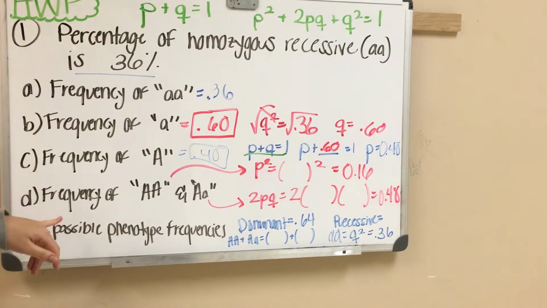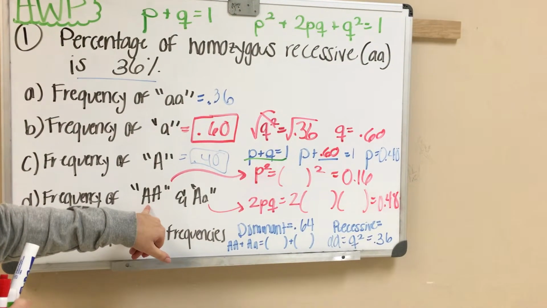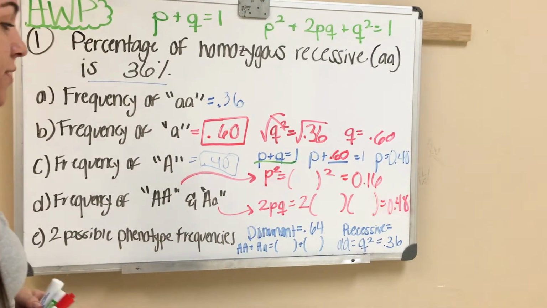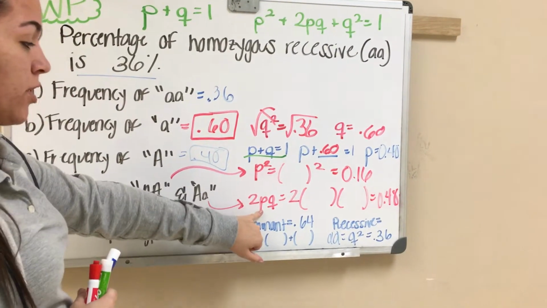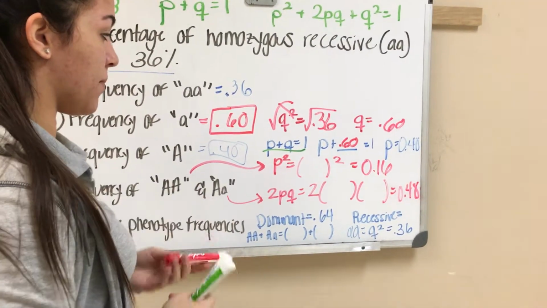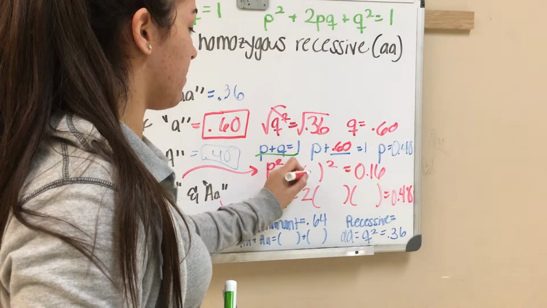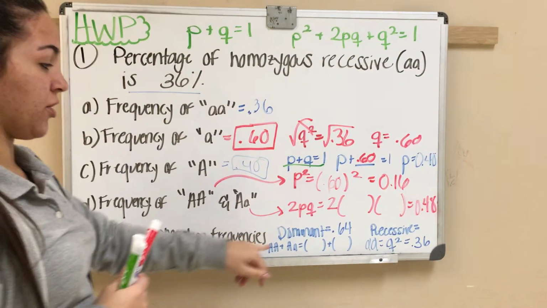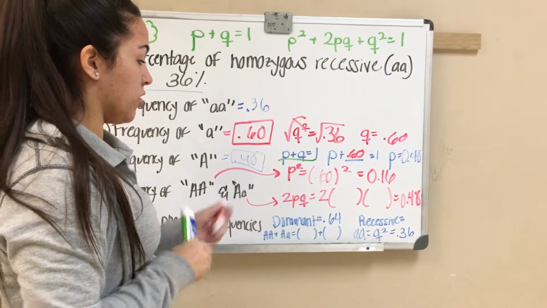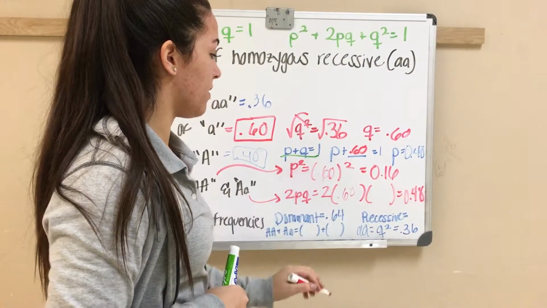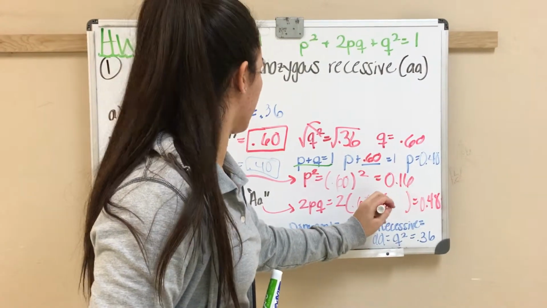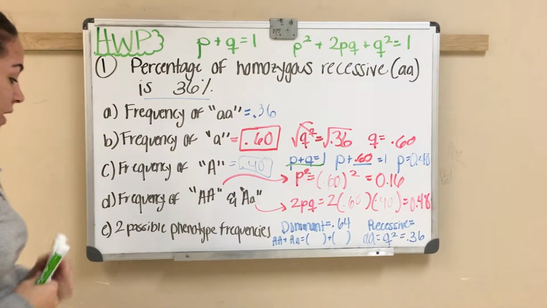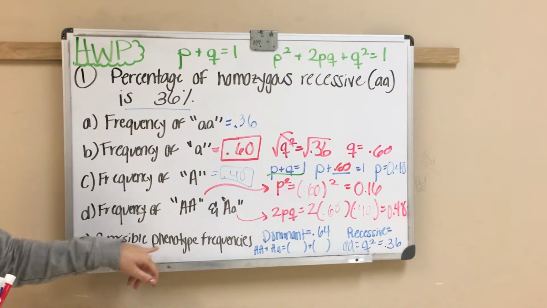Okay, so when it's asking for the frequency of homozygous dominant and heterozygous, you're going to use P squared and 2PQ. For P squared, you're going to plug in what the P equals, which is 0.40. You're going to square it, and it's going to equal 0.16. And for the heterozygous, you're going to use 2PQ, which is going to be 2 times 0.60 times 0.40. So you get 0.48.